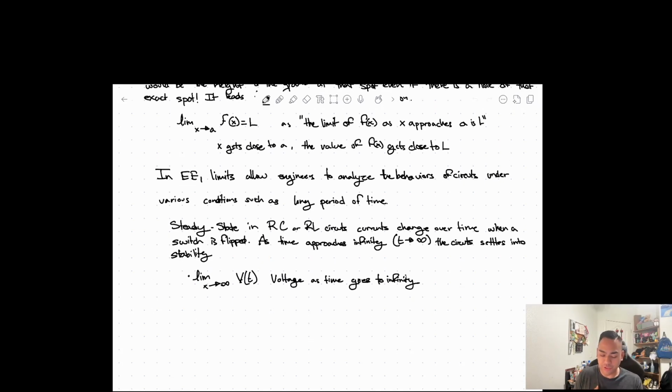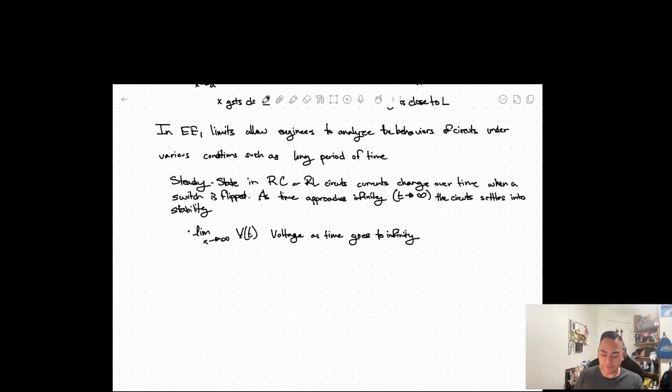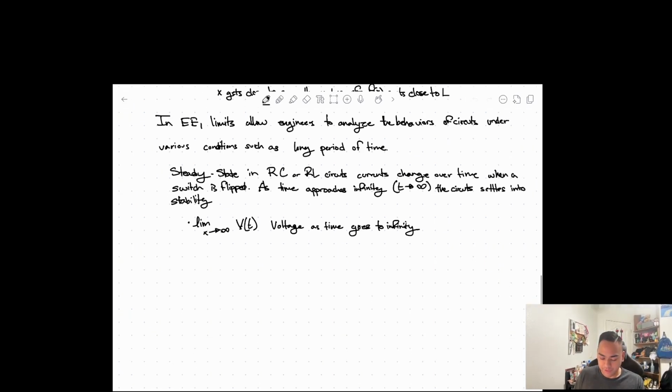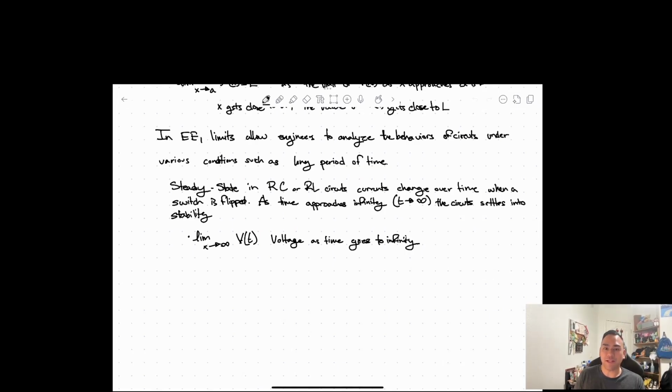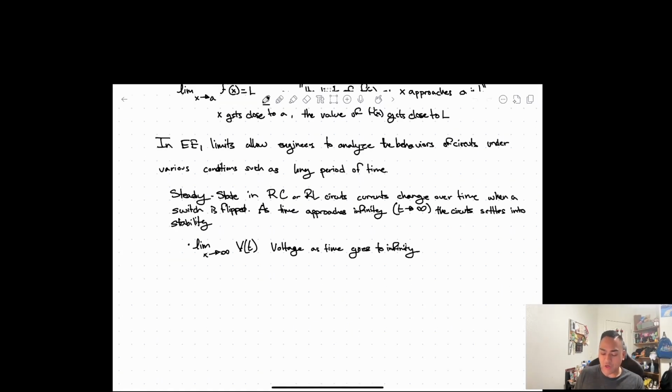In my major, electrical engineering, limits allow engineers to analyze the behavior of circuits under various conditions, such as long periods of time. If you've taken physics, you will start realizing that all this calculus relates to physics more and more. There's something called a steady state in RC and RL circuits. Basically, currents change over time when a switch is flipped. As time approaches infinity, the circuit settles into stability, so it kind of evens out.